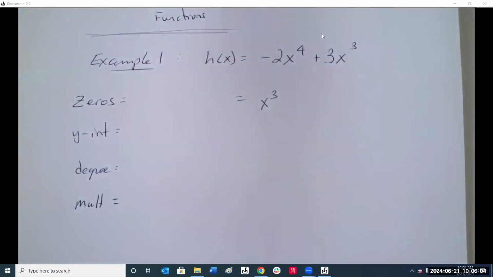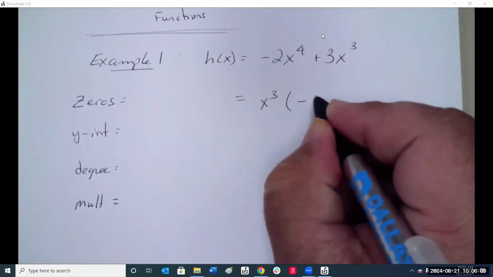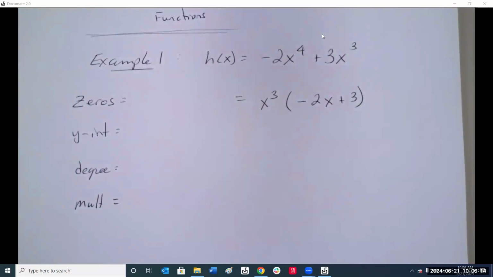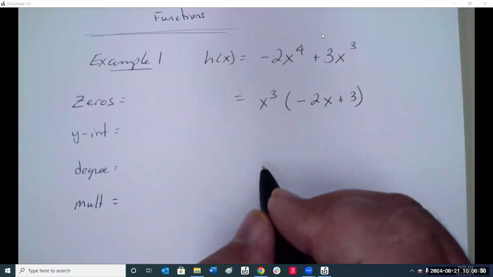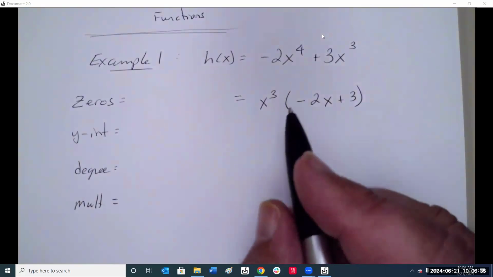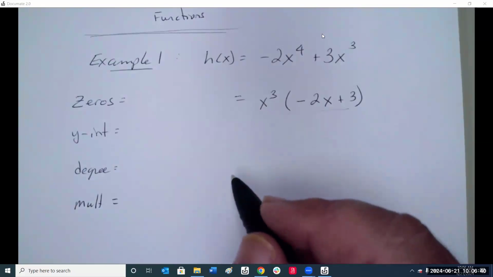X cubed, right? Because they both have 3 x's in common, which will leave us negative 2x plus 3. Factor out the common term in the entire polynomial. Once you factor that out, can we go any further? No, that's a linear equation. That one can't go any further. So what do we do now?